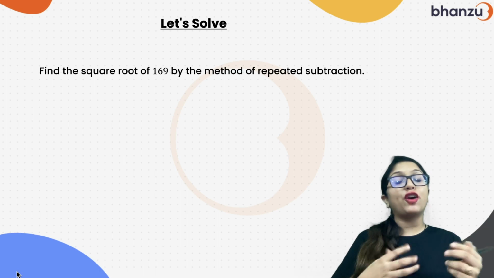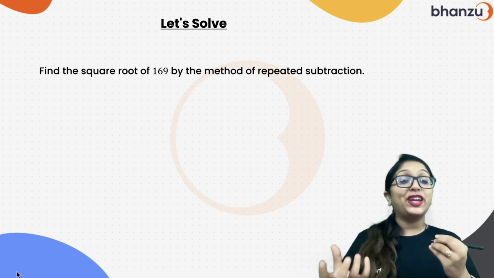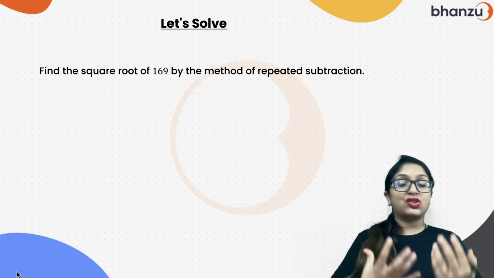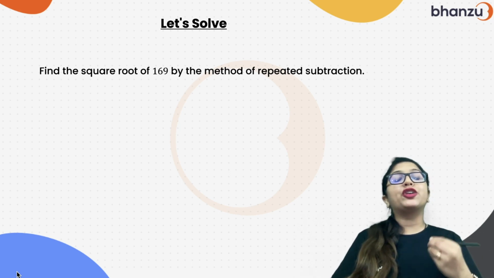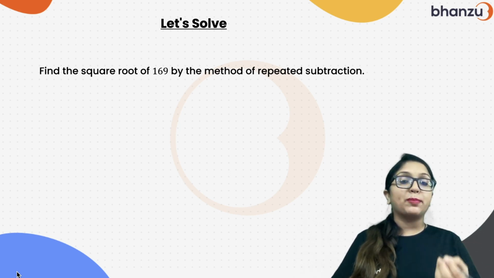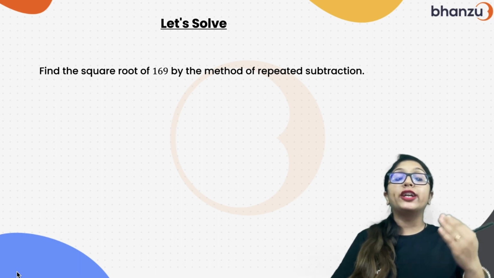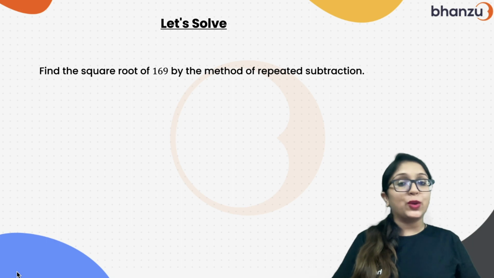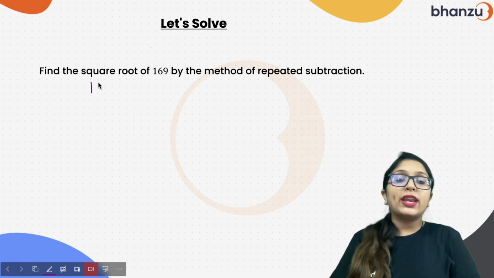So let's see what next is there for us, and the next question is find the square root of 169 by the method of repeated subtraction. We know that we can keep on subtracting the consecutive odd natural numbers, and then we need to do it until we get the number zero, and at the end we are going to count how many steps were there to get the number 0. So let's quickly see this.